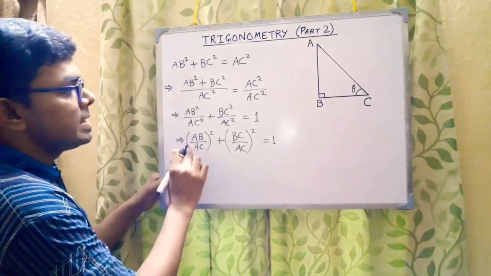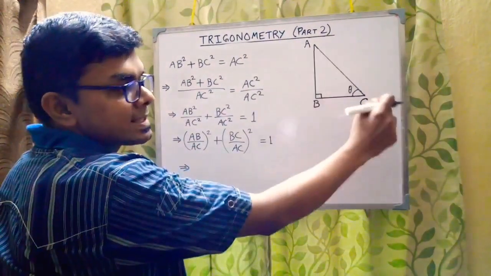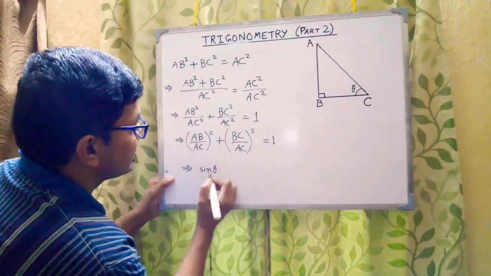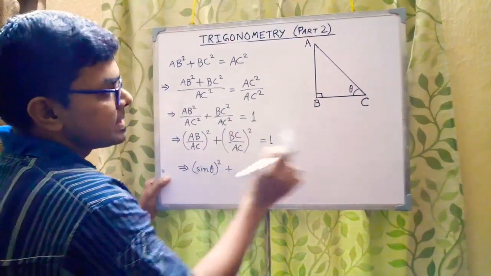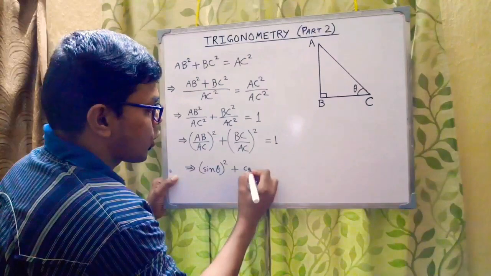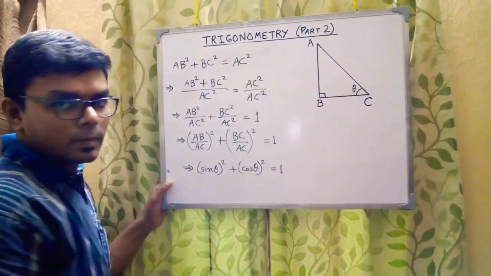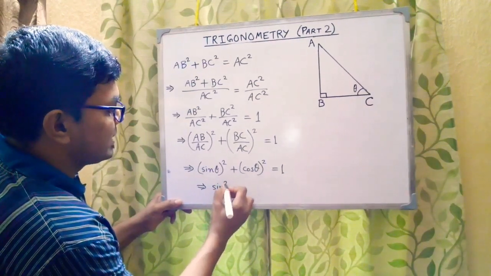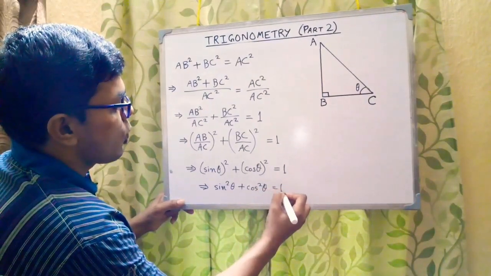Now we see AB by AC. So here it is AB by AC. AB by AC, which is opposite by hypotenuse, that is sin theta whole squared, plus we have BC by AC, that is adjacent by hypotenuse, that is cos theta whole squared. That equals 1. So we write here sin squared theta plus cos squared theta equals 1.